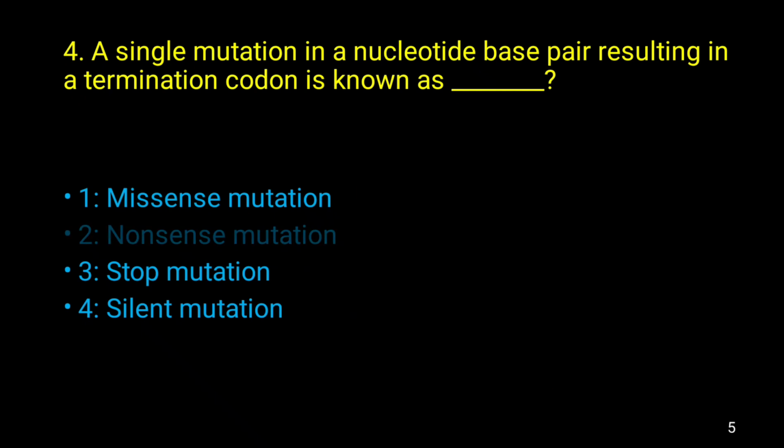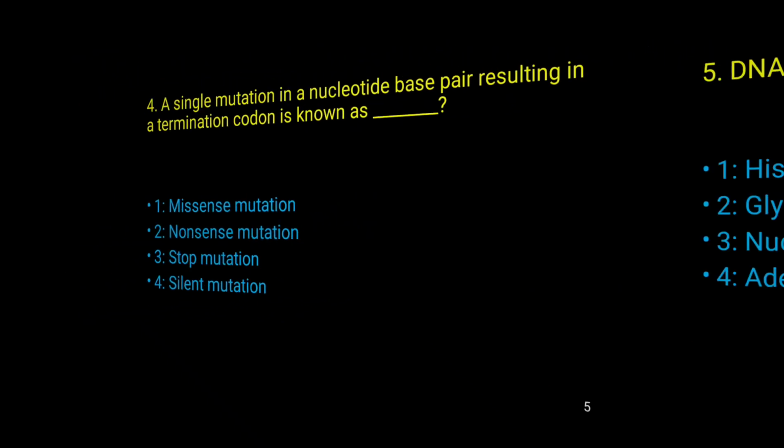Now, in this kind of mutation, suppose the protein is of 100 amino acids, and the termination codon appears at the 75th amino acid. From there the protein will not be synthesized. So whatever protein is synthesized is of no use and does not make any sense for functionality, so it is a nonsense mutation. The right answer is nonsense mutation.